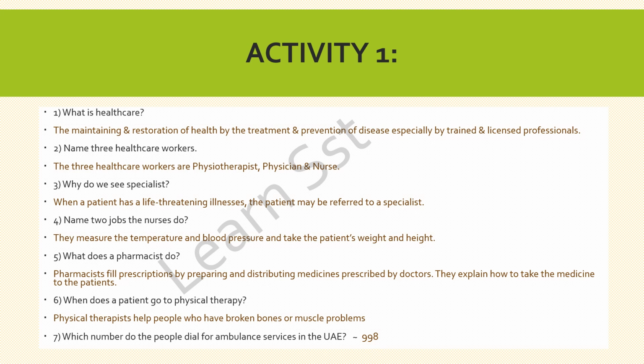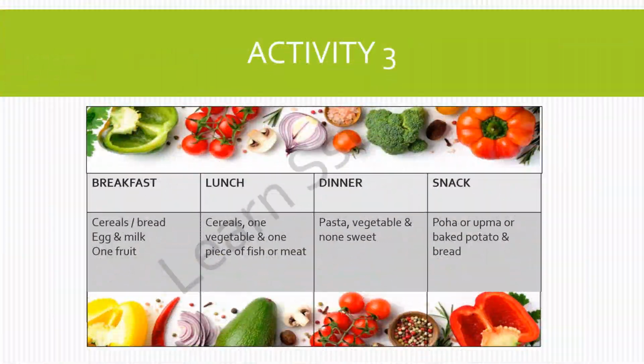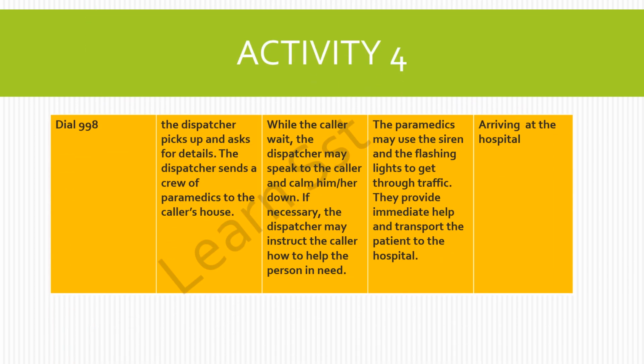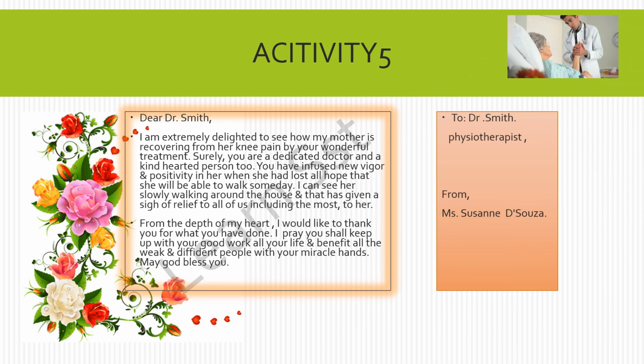Now, this is activity one, from the textbook. Please go through. This is activity 2 from the textbook. Please go through. Activity 3, again from the book. Well, this is activity 4 from the textbook. It shows you the steps to be taken while calling an ambulance in the U.A.E. This is activity 5. It's a thank you note. I've written it down over here. You can very well add some more points and you can change the names accordingly.